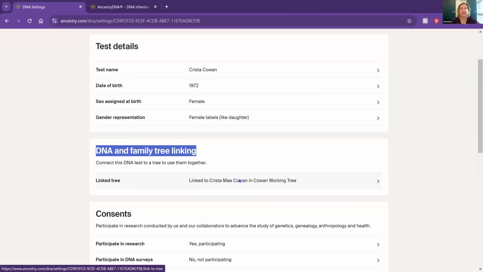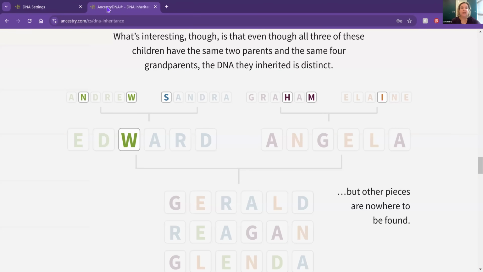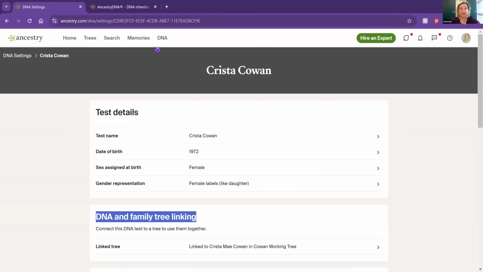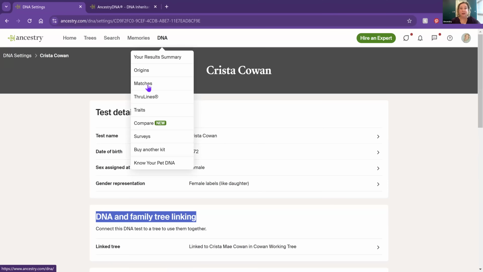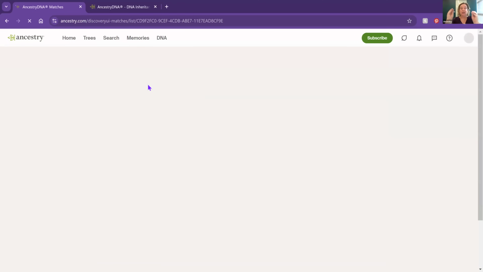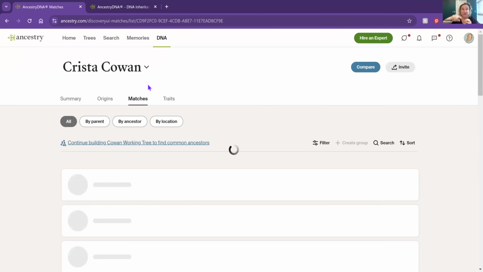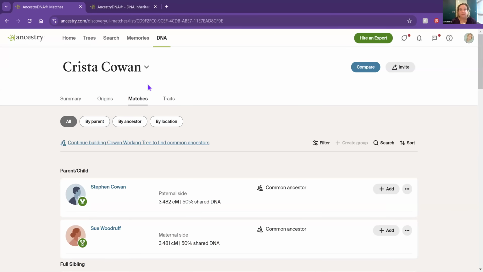And Kendra, here's why it's important. It's important to link your DNA test to your tree, because then Ancestry can use all of our automated processes to try to connect you and your DNA matches with a common ancestor. So that's what we're looking for.